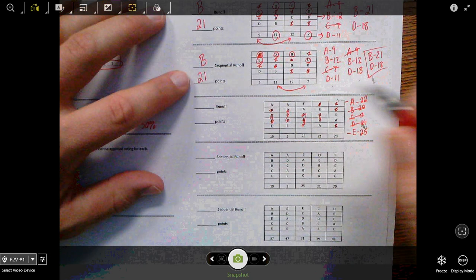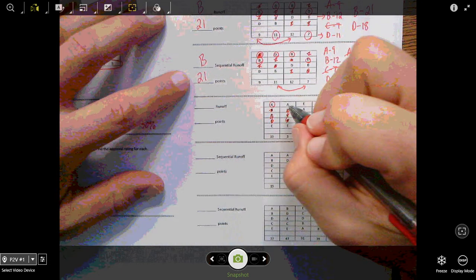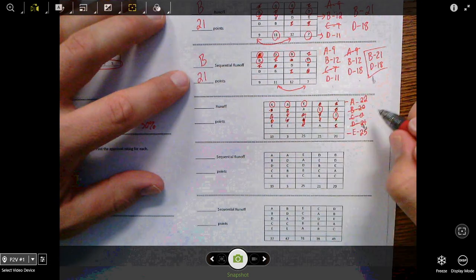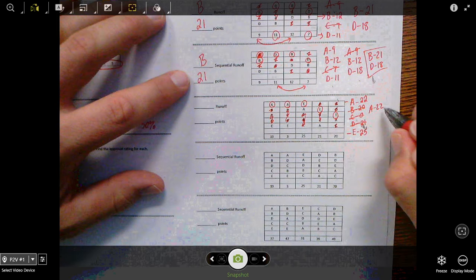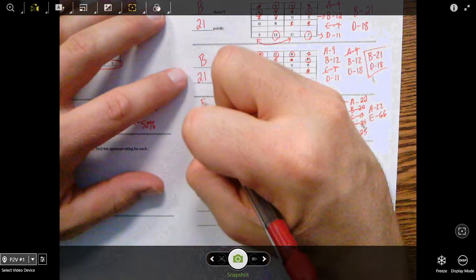All right. So when I recalculate, it's a head-to-head competition between A and E. 1, 2, this guy won, this guy won, this guy won. All right. So when I add everything up, A ends up with 22. E ends up with 66. So my winner, runoff, E was 66.